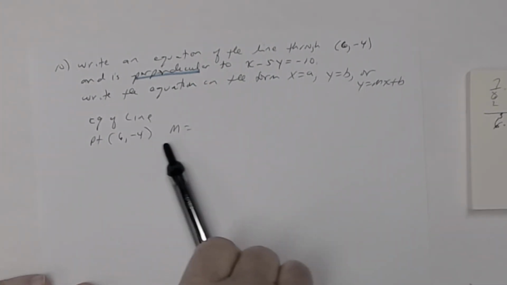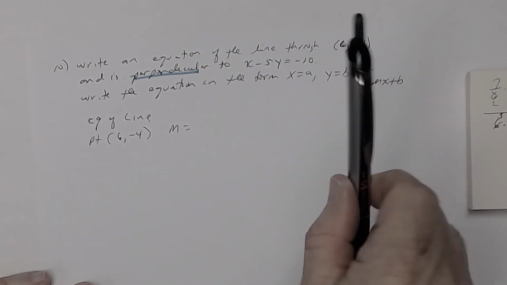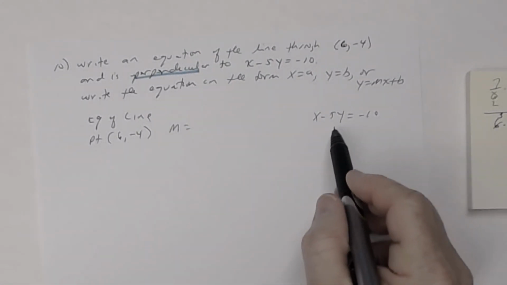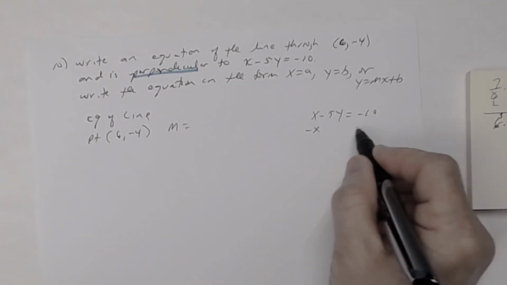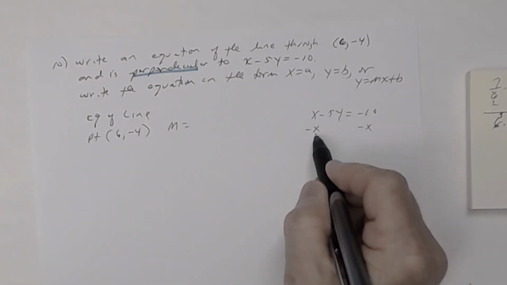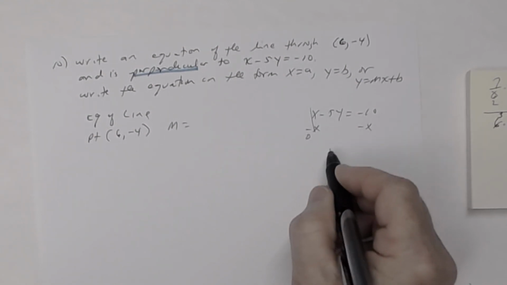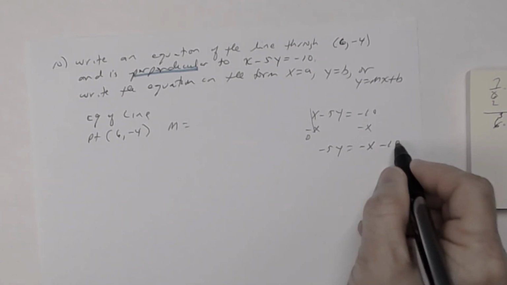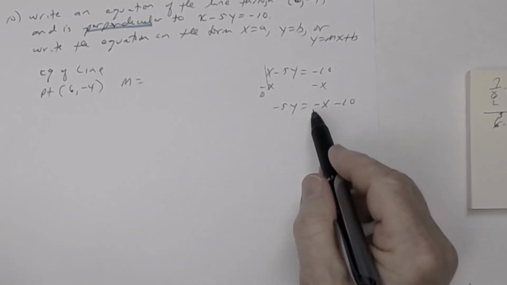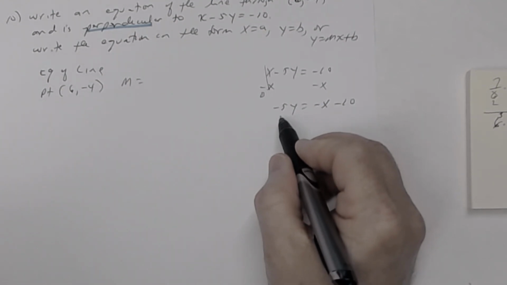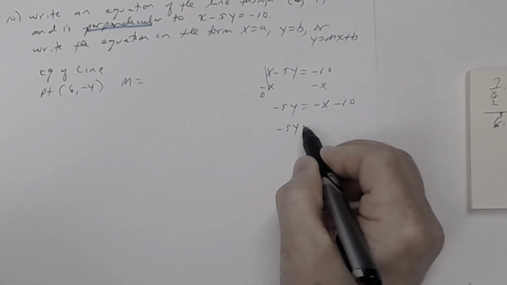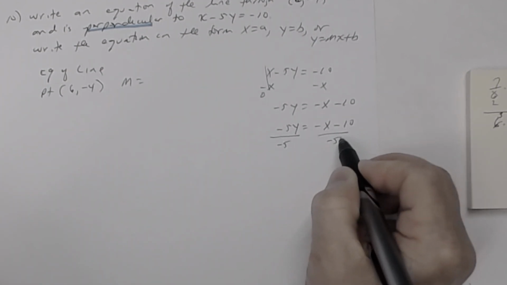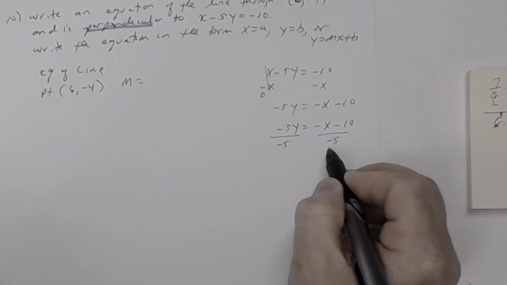All right, so to find the slope of that line, I first have to find the slope of that line. So we get x minus 5y equals -10. I'm going to subtract x from both sides. And x minus x is 0, right? So I get -5y equals -x minus 10. Okay, now be careful. There's a lot of negatives around here. So to get y by itself, I'm going to divide both sides by -5. What you do to one side, you do to the other.